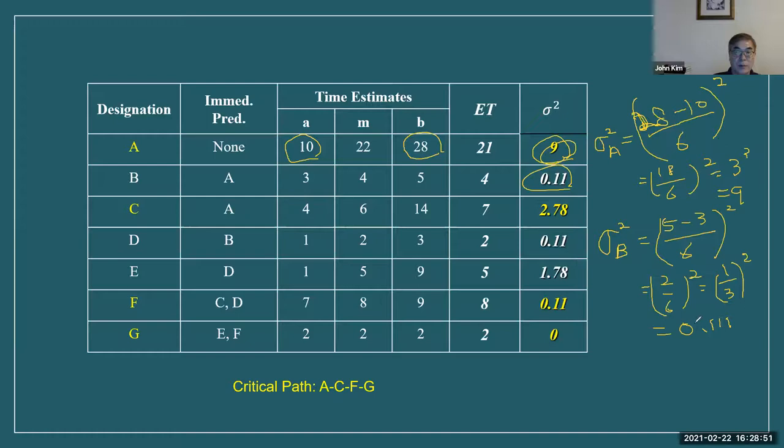So after we get variances for each activity, and the critical path for this project is ACFG, add only the variances on the critical path ACFG: 9 plus 2.78 plus 0.11 plus 0.